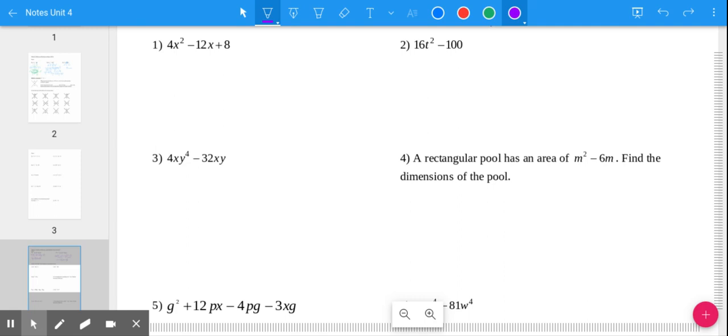So for our practice on kind of a mixed set of examples, generally speaking, you want to start by looking for the GCF, and then based on the number of terms is what method you'll check for next. So for number one, you should have looked for a GCF first. The number here that is the greatest common factor should be 4. And then when we divide that out, we're left with x squared minus 3x plus 2.